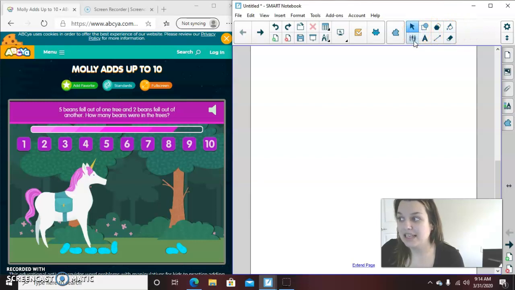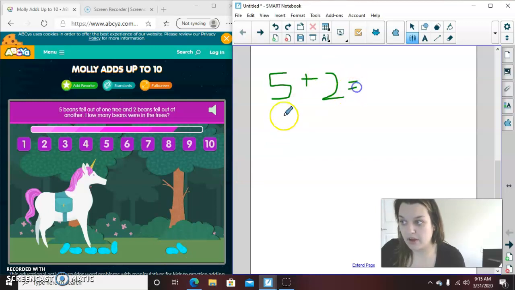All right, let's see if we got the same answer. So, 5 beans fell out of a tree. 1, 2, 3, 4, 5. Yep, one of my parts. And then 2 more fell out of another tree. 1, 2. There's my other part. Let's figure out how many we have all together. 1, 2, 3, 4, 5, 6, 7.